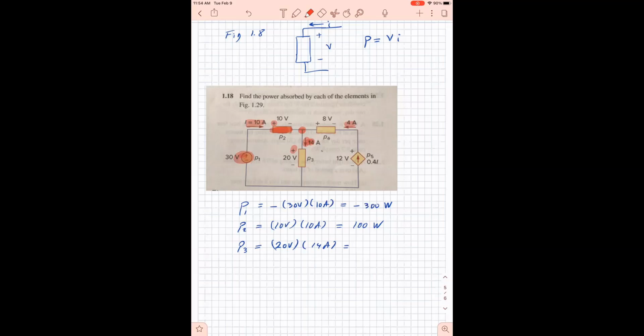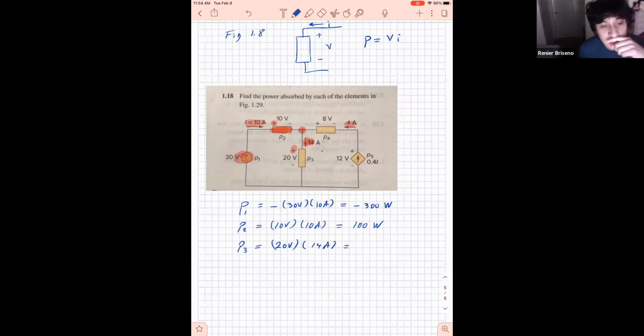Okay. And then, Professor, I have one more question. Yes. So on each of the elements, the positive and negative side, that's to let you know which way the voltage difference is. That's what tells us if the element is supplying power or if it's using power, basically. Correct. Yes. Okay, cool. Yes. The sign of the power.